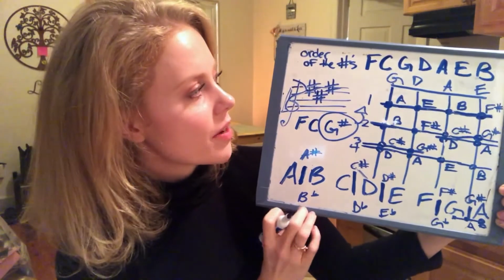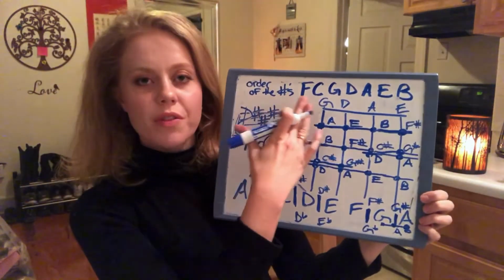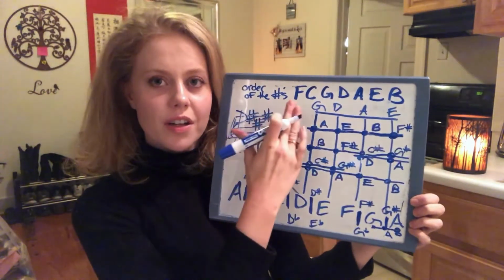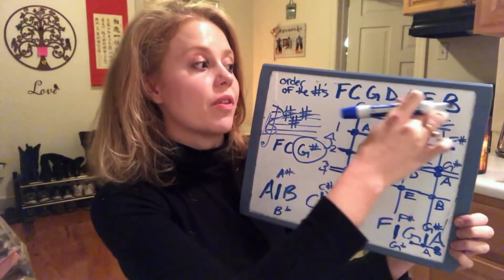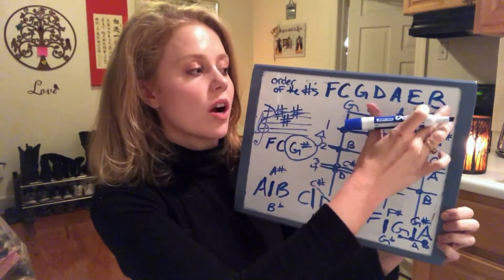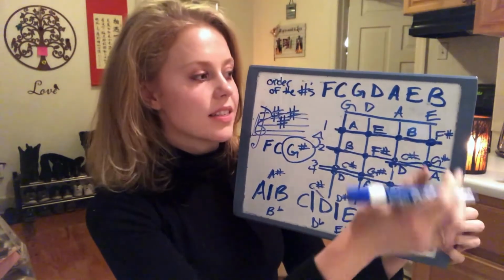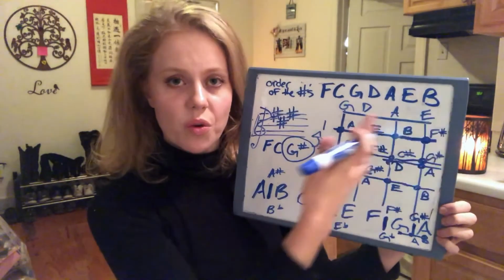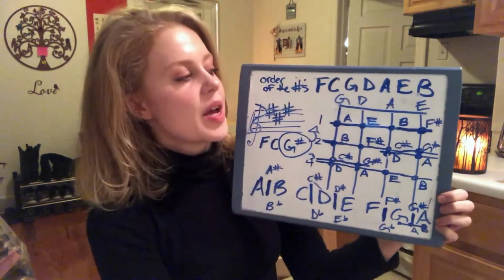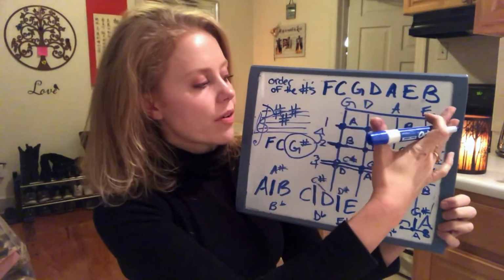So just to reiterate, remember your order of the sharps. Father Charlie goes down and eats breakfast. The order of the sharps is actually the order of the flats in reverse. So if you are looking at a key signature with flats, they're B flat, E flat, A flat, D flat, G flat, C flat, F flat. Those are the order of the flats. They're just the reverse. But the order of the sharps, remember that acronym?